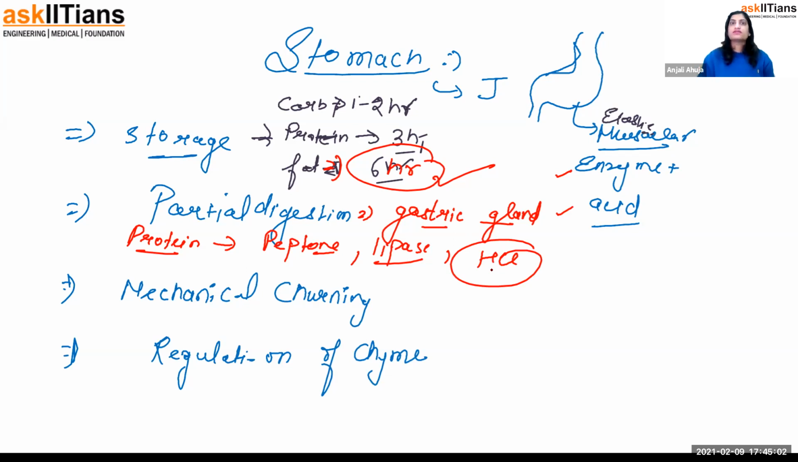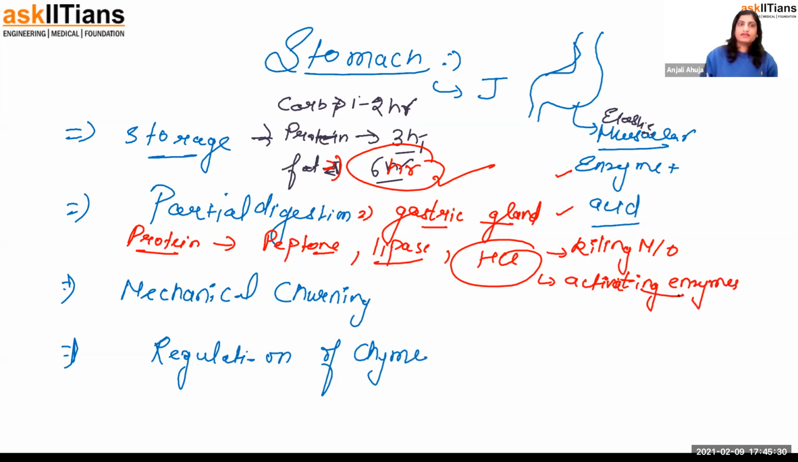HCl is doing two things. One, it is activating the enzymes. Second, it is killing any external pathogen or infectious agent if it is there in the food. Clear? That you can write in the function. Killing microorganisms. Second, activating enzymes. So these are the functions.